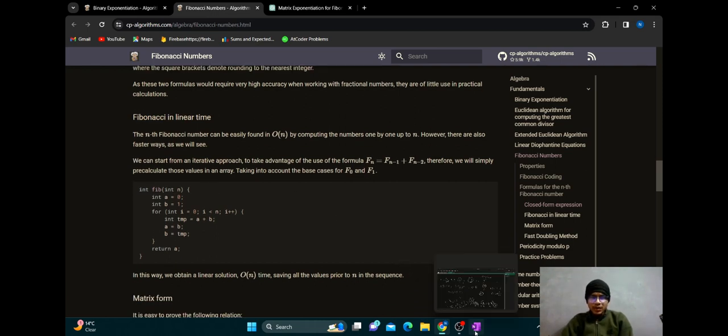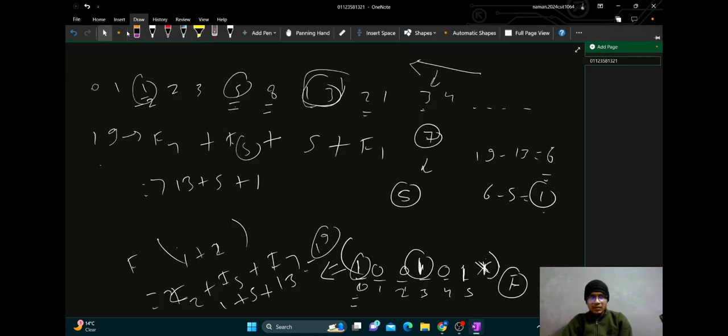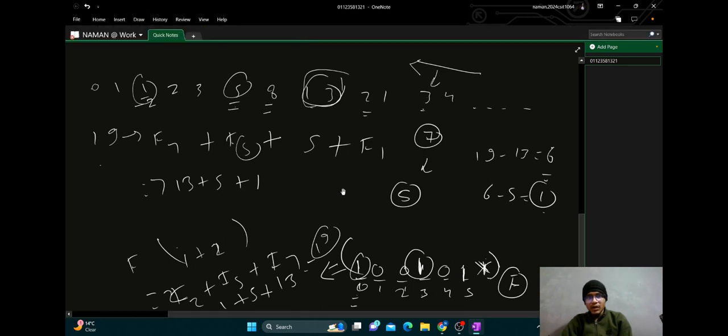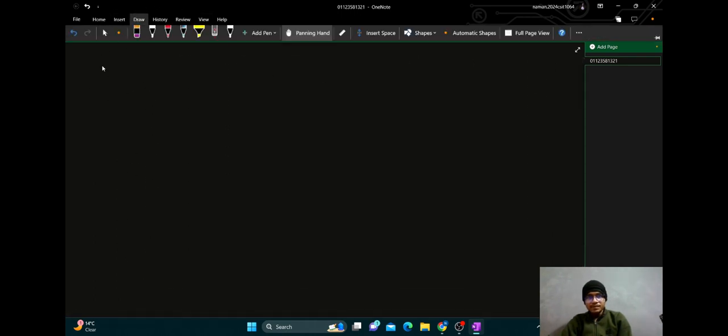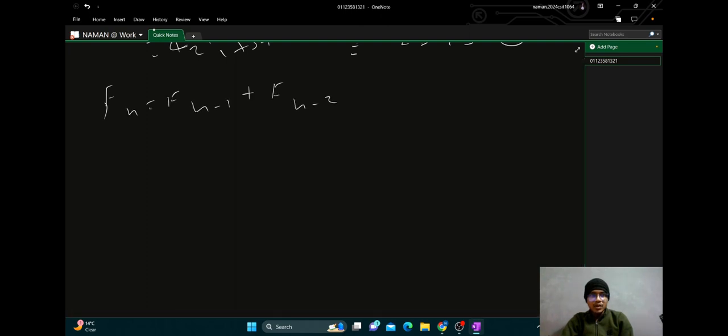It is simple, as we have seen that the nth Fibonacci number can be calculated by using the previous two Fibonacci numbers. F of n equals f of n minus 1 plus f of n minus 2. So you will initialize two numbers. First, a is 0, b is 1. Then you will run a while loop. For example, you have to find the fifth number, so you will run a while loop or for loop.